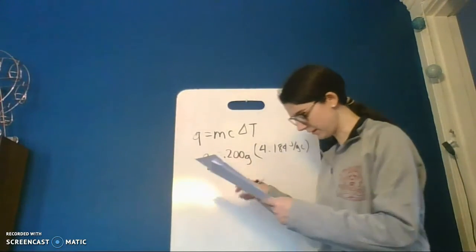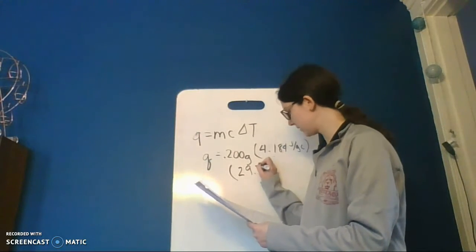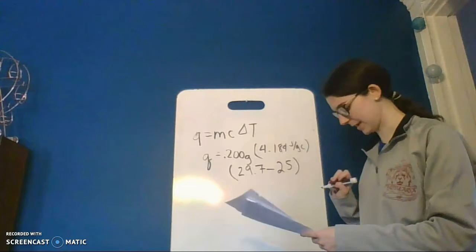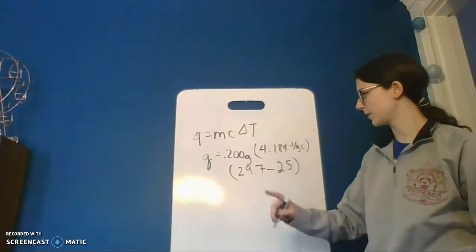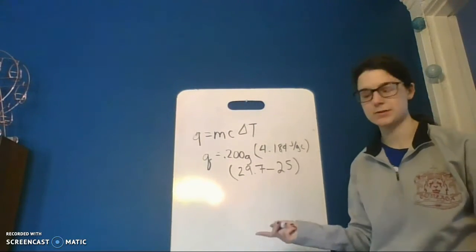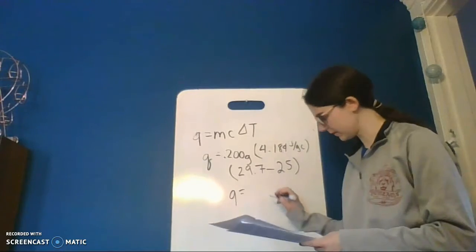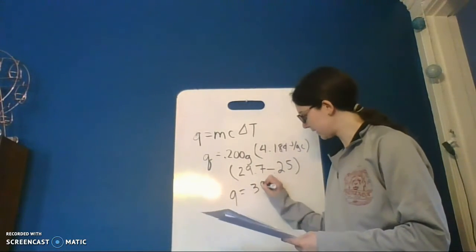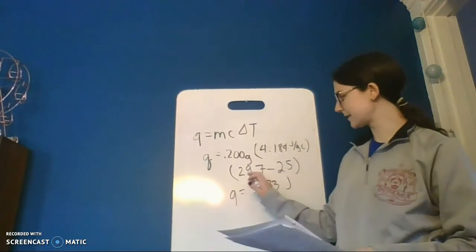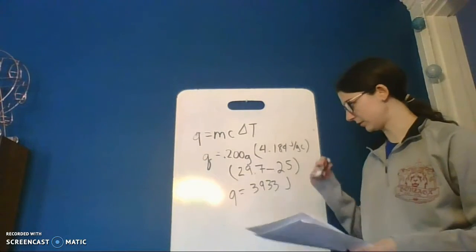And then our delta T, we said the final temperature was 29.7. The initial temperature was 25 degrees Celsius. Okay, so we plug this into our calculator, 200 times 4.184 times 29.7 minus 25, so times 4.7. You should get Q equals 3,933 joules.